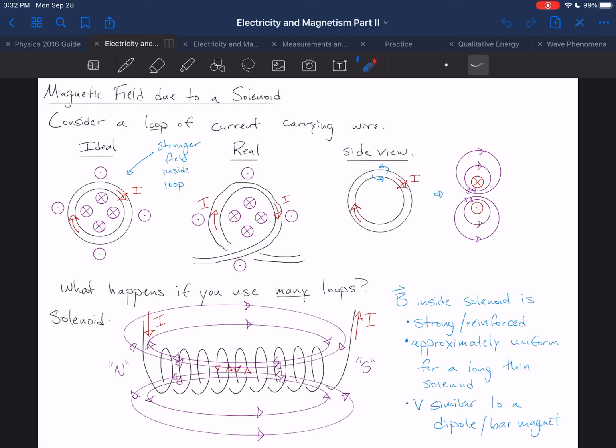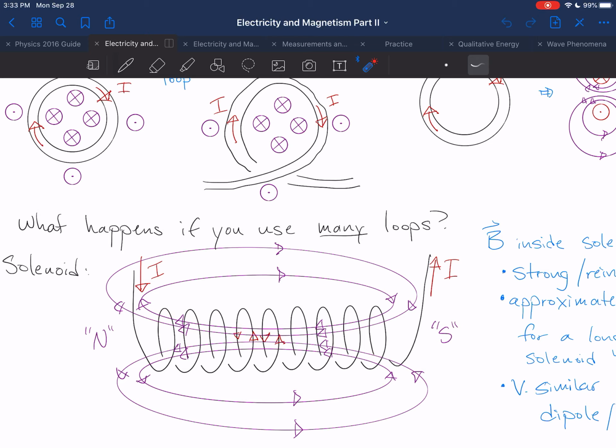But what happens if you use many, many loops? Well, if you use many loops, you get this structure called a solenoid. A solenoid is the term for a bit of wire that loops around and around and around in the same direction. You run the current through it and take a look at what you get.